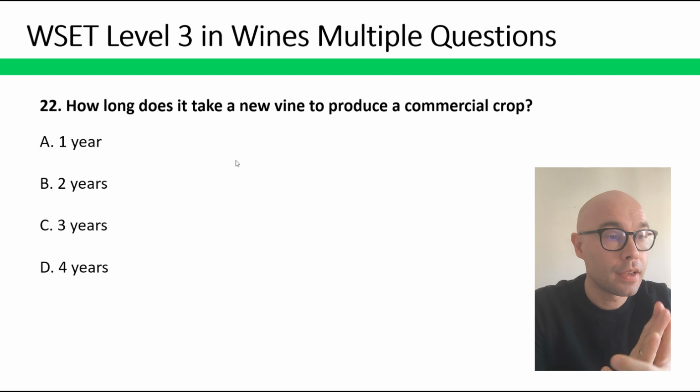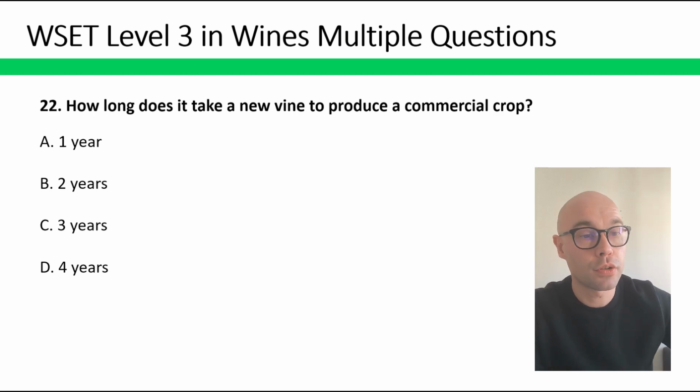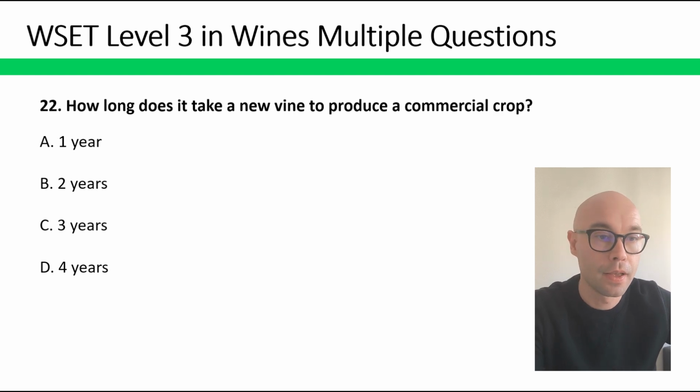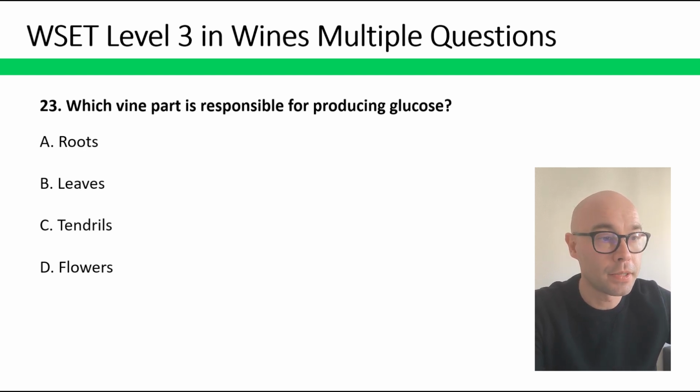How long does it take a new vine to produce a commercial crop? 1, 2, 3, 4 years. Correct answer is C, 3 years. Which vine part is responsible for producing glucose? Roots, leaves, tendrils, flowers. The correct answer is B, leaves.